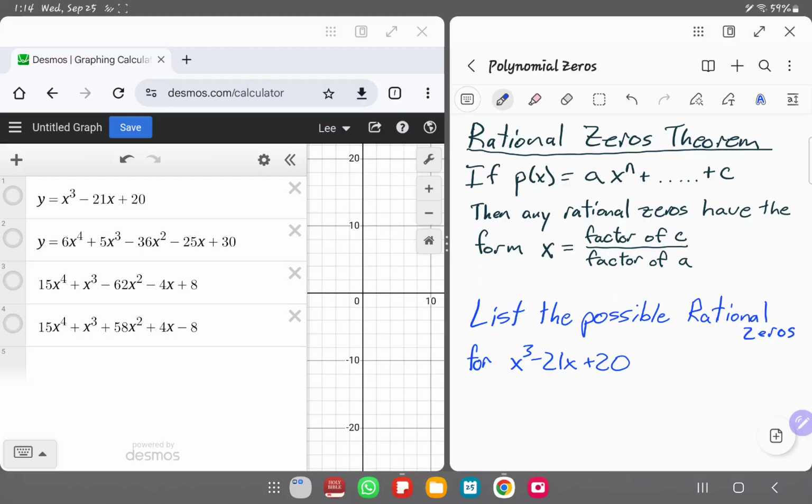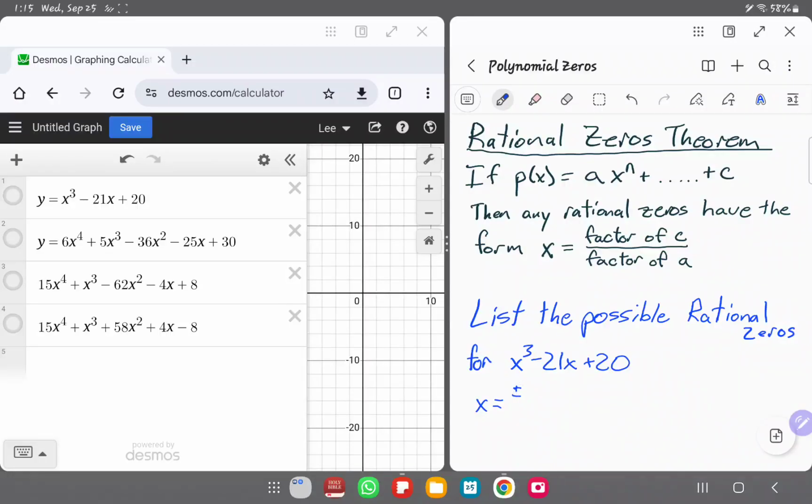So I have four functions we're going to talk about over here on the left. We're going to start with this x cubed minus 21x plus 20, right? So what I do is I would say my x's have to be factors of 20, which is my constant, over factors of 1. And the factors of 20, right, are all the things that multiply nicely to give me 20, all the integers. So I could have a 5 and a 4, or I could have a 2 and a 10, I could have a 1 and a 20. So those are the things that I'll multiply to give me 20. So I'll go ahead and list those out.